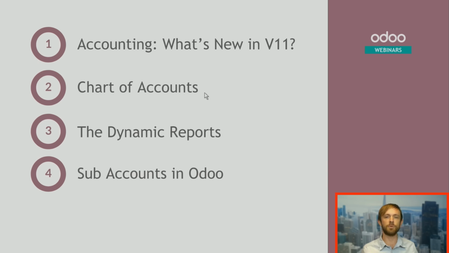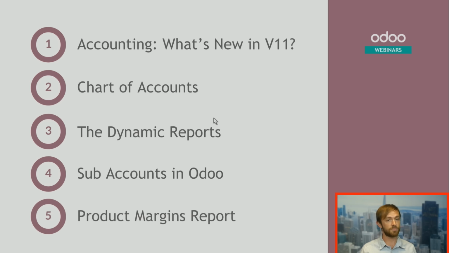And then, just as a couple of added items, partly because they're new and partly because I think it's worthwhile mentioning, you can get a lot of value. I'm going to talk real briefly about how you can do sub-accounts in Odoo, which, believe it or not, we didn't have until version 11. And also product margins. There's a really cool report. I'm not going to go into too heavy detail, but I want to show it at least. So without further ado, let's start by talking about what's new in Odoo V11.